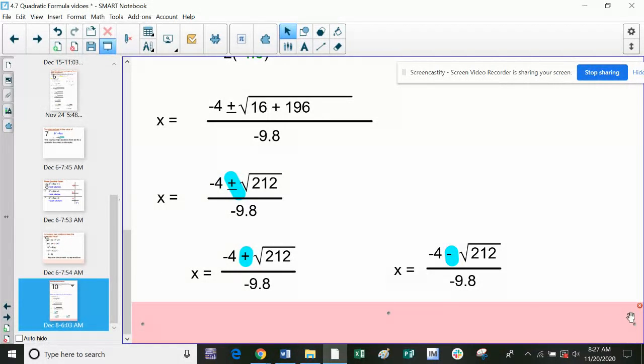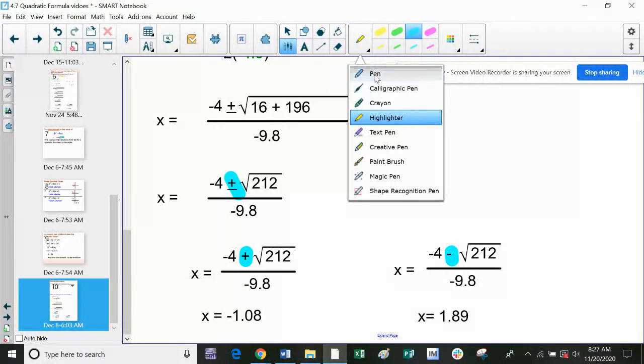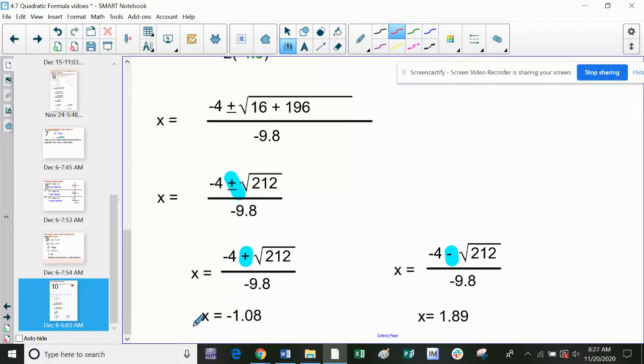Grab your calculator, go ahead and solve. So you're going to get x is negative 1.08 seconds or x is positive 1.89 seconds. As we've said, in the mathematical world versus the real world, those are two different things. We don't go backwards in time. So the only solution that makes sense is that one.